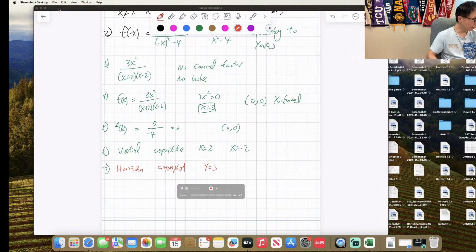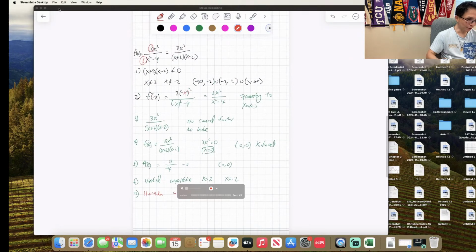Now, here's the thing. We have all this information. A lot of people are afraid to graph. But even if you're afraid to graph, you should find all this information first, because each piece of information you find is worth a check mark. Now, to graph, you have to be fearless. Just go ahead and graph. If you graph completely wrong, just go back and find out what you did wrong.